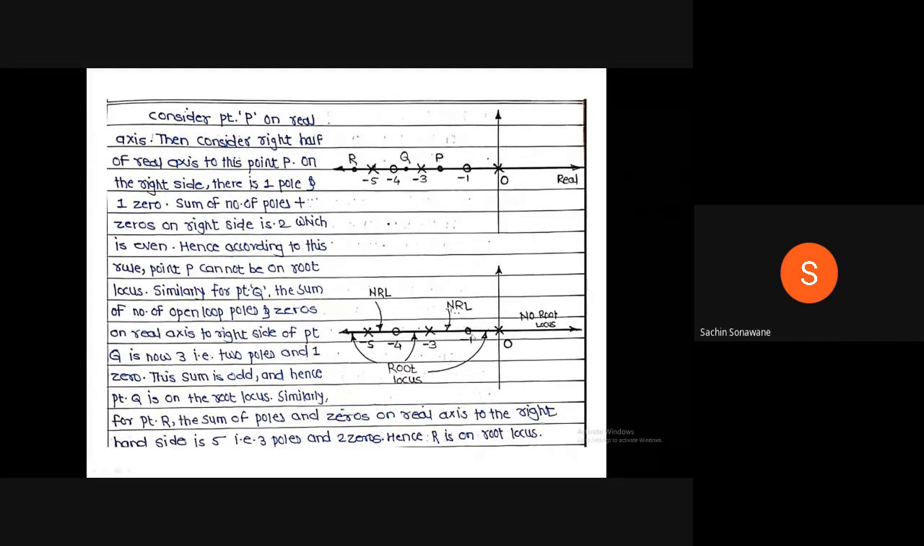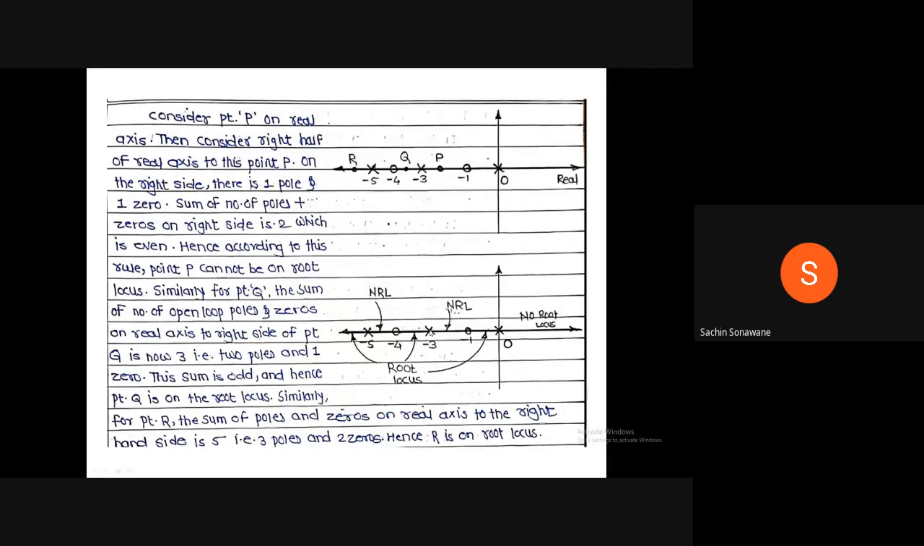Now go to minus 1 point. At minus 1 point, how many poles and zeros are there? One pole is there. Therefore p is equal to 1 and z is equal to 0. Therefore, the addition p plus z is equal to 1. Since an odd number of poles and zeros exist towards the right side of minus 1, between minus 1 and 0 root locus will exist.